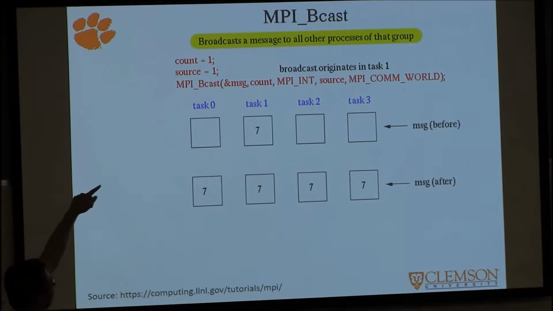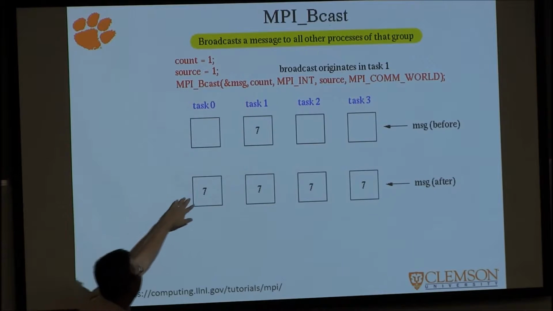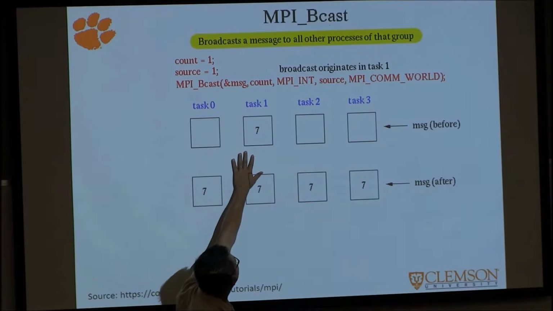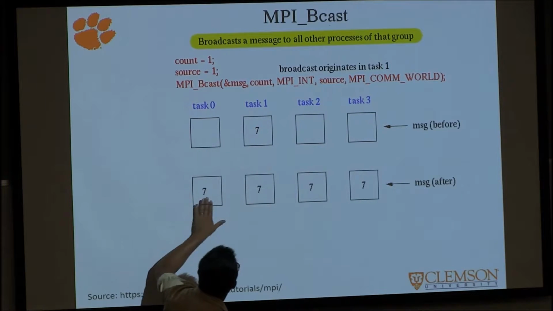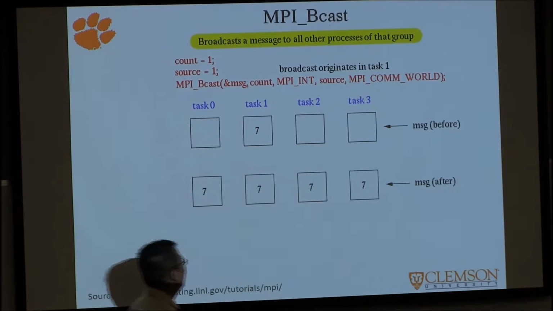That's what broadcast looks like in C code. This is what it looks like. Let's say you have process 1 with 7 before you call broadcast. After you call broadcast, you have 7 across all other processes.